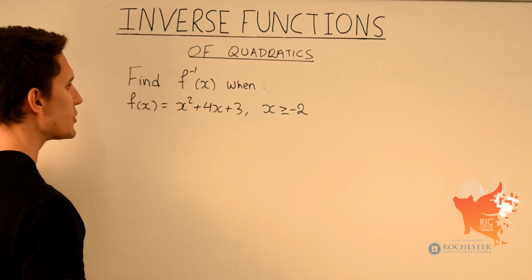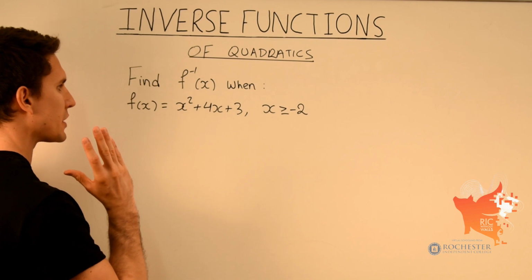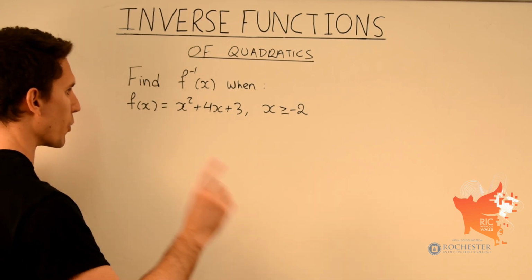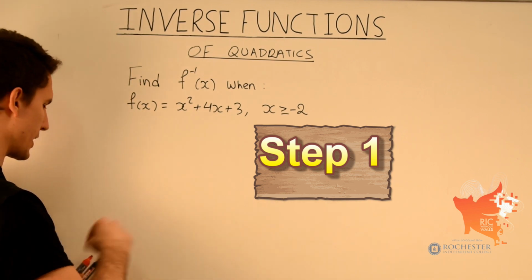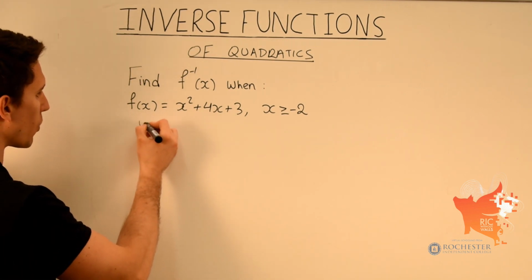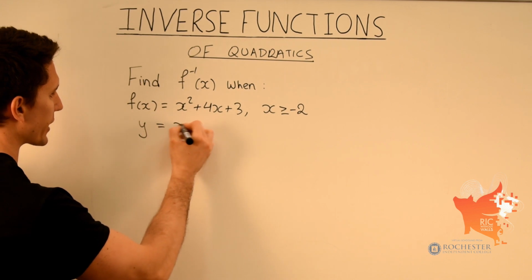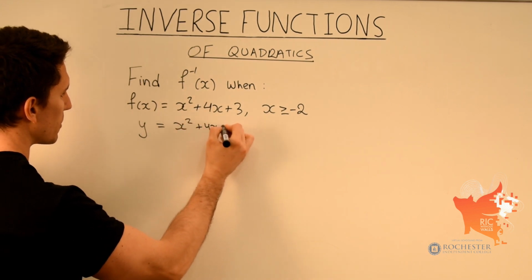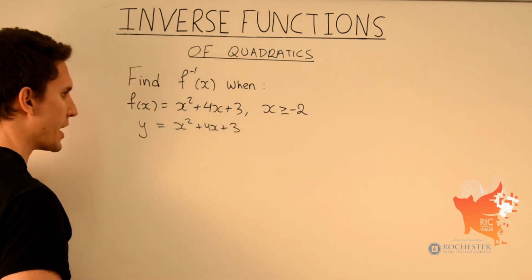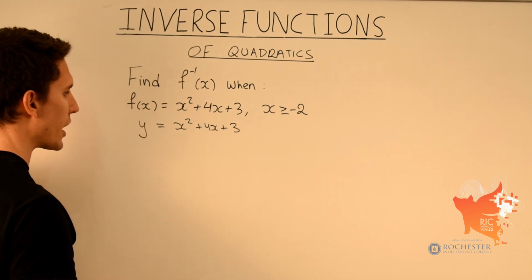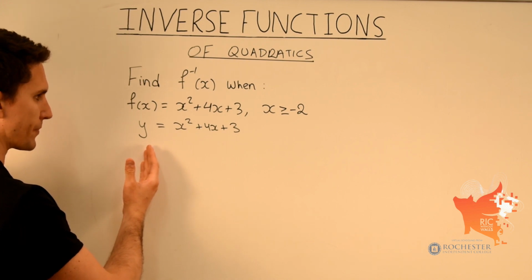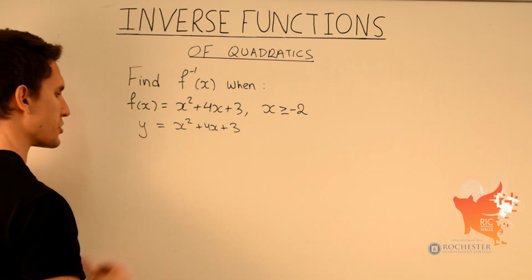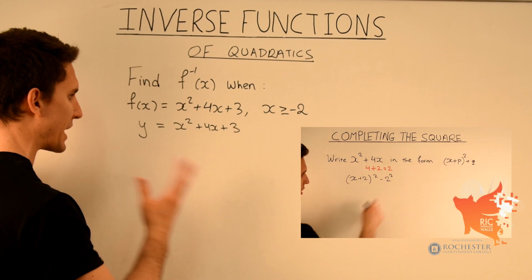Okay, lovely. As you may have seen in our previous video on finding the inverse function of a function, step 1 is to go ahead and replace this f of x with y. So we'll rewrite it as y is equal to x squared plus 4x plus 3. Now remember our goal here is to isolate x on one side and move everything else to the other side. Whenever we've got quadratic expressions, in order to do that we have to complete the square.